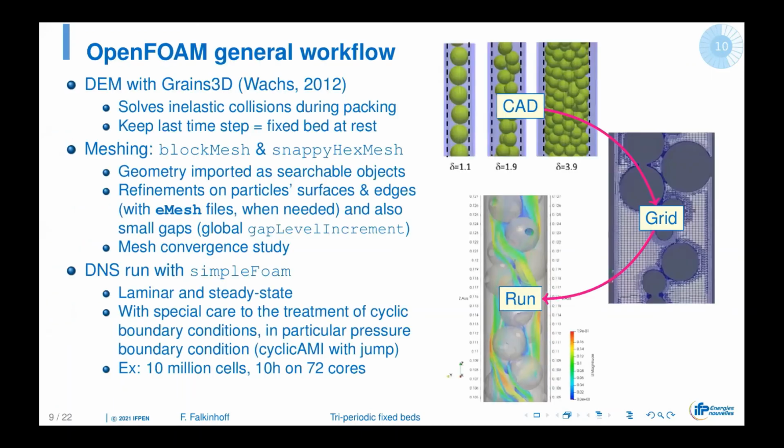So what are the numerical methods we've used? I've just recycled an old slide I had about this problem. We start from a CAD, which is coming from a DEM code, which we call Cran3D. This is an in-house code at IFPEN. And then from this CAD, we generate a grid with the classical blockMesh and snappyHexMesh workflow, handling carefully what's going on at the edges. Here we have spherical particles, but the particles are not always spherical.